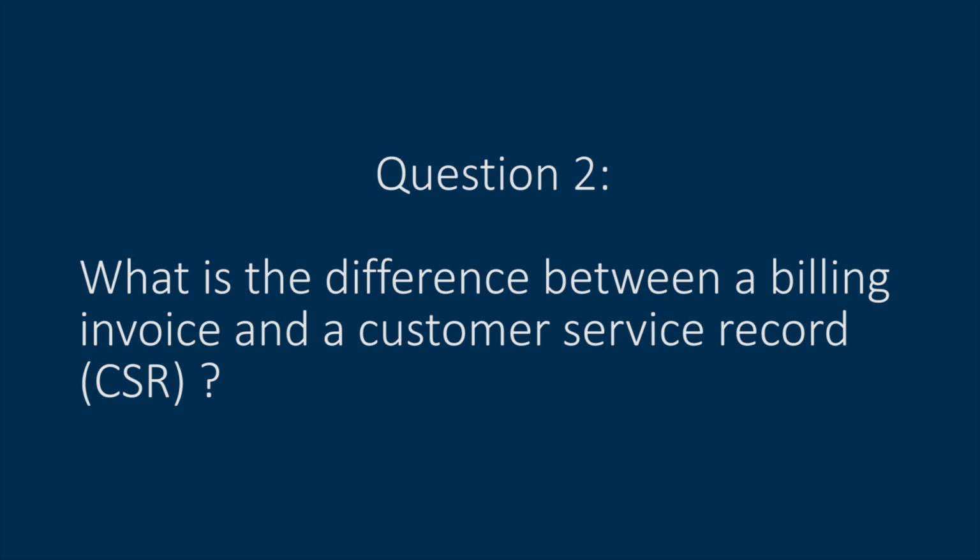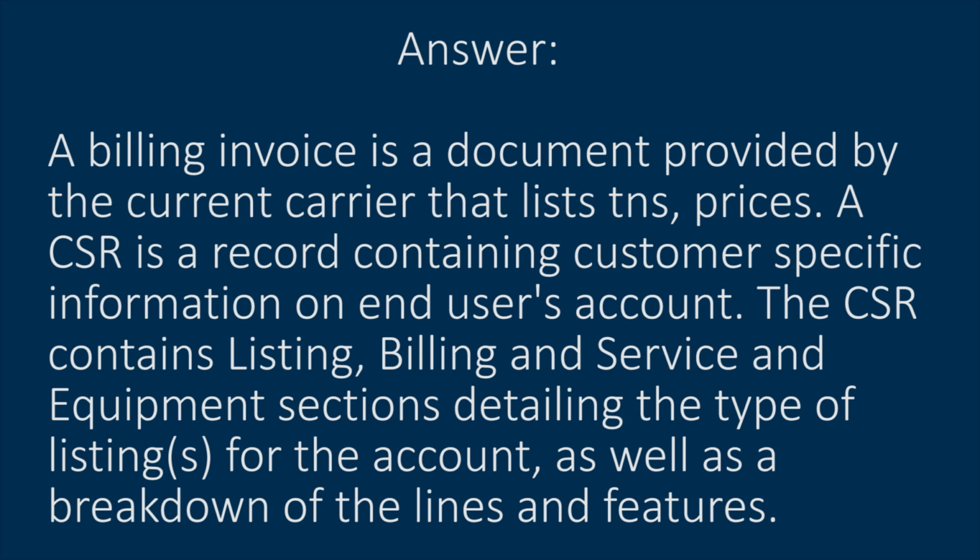Question number two. What is the difference between a billing invoice and a customer service record, or a CSR? The answer? A billing invoice is a document provided by the current carrier that lists the telephone number and the prices. A customer service record is a record containing customer-specific information on end users' accounts. The CSR contains listing, billing, and service and equipment sections detailing the type of listings for the account or accounts, as well as a breakdown of the lines and features.